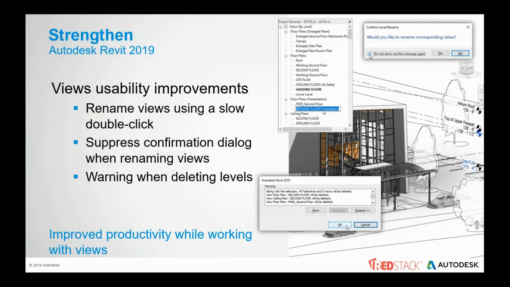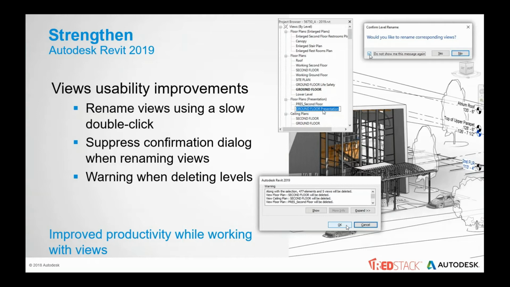With Revit 2019, you can reduce the number of clicks needed to rename views by suppressing the dialog requesting confirmation that you would like to rename corresponding level and views. Now, being able to turn off this dialog can streamline your workflow by allowing you to continue to work without pausing to respond.